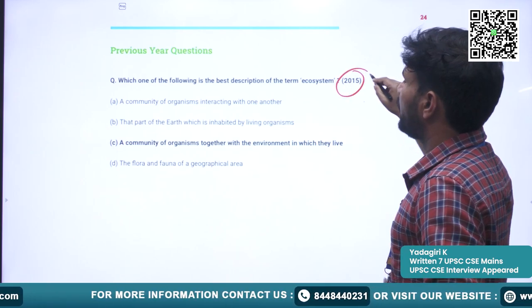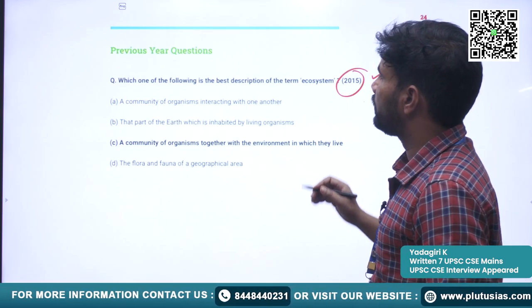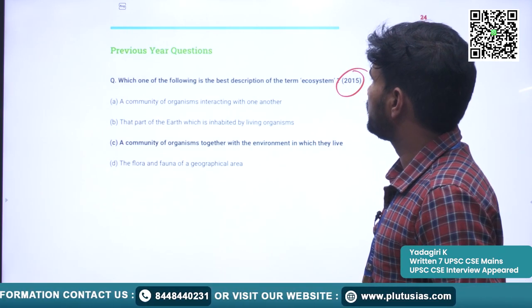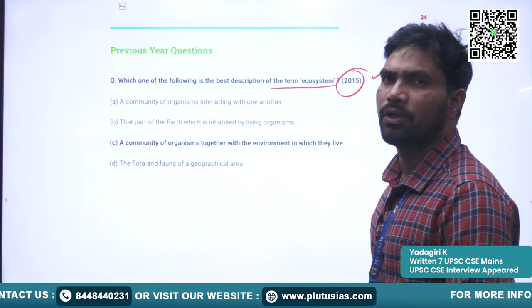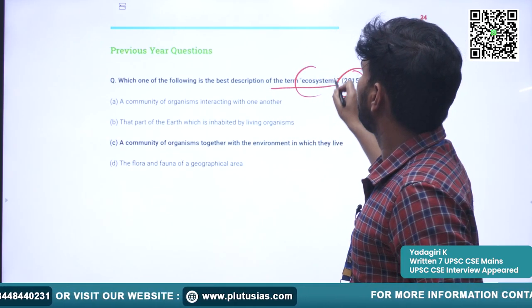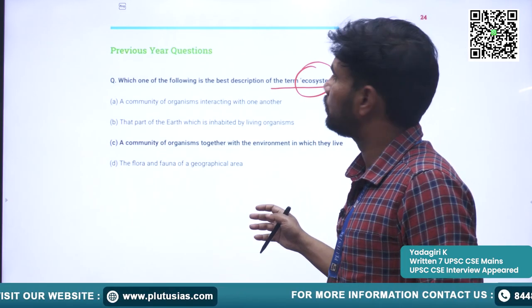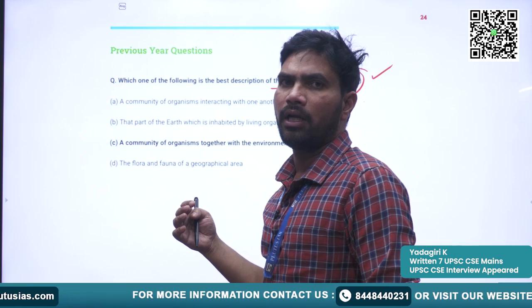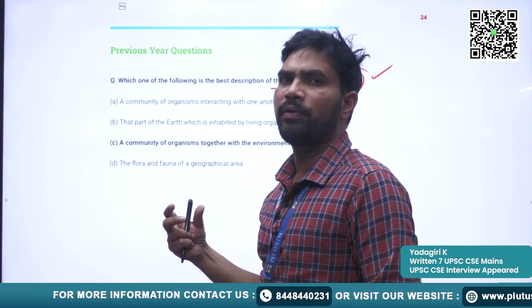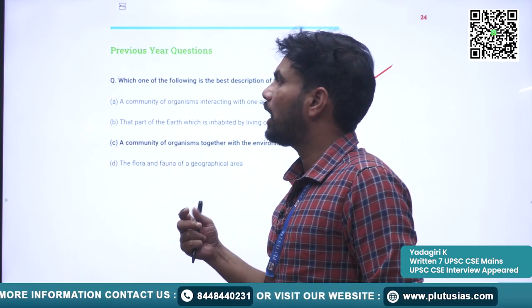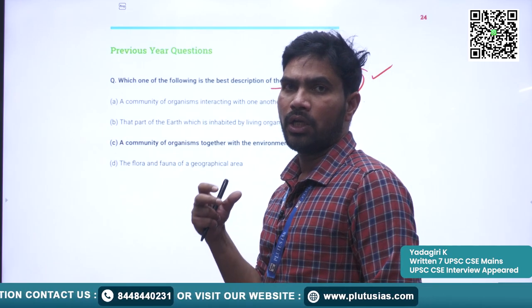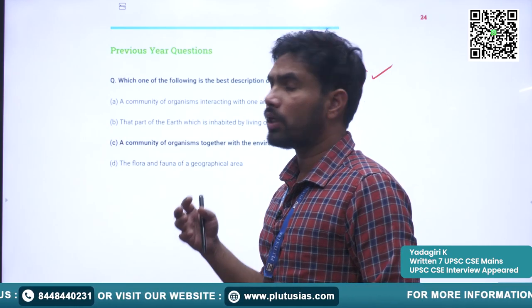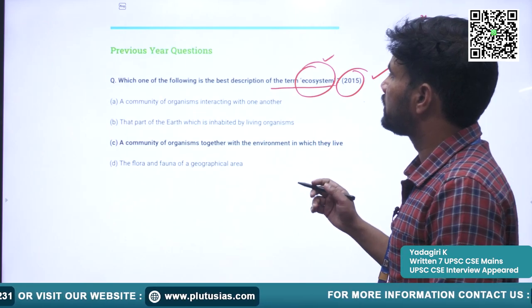The first question was asked in 2015. The question is, which one of the following is the best description of the term ecosystem? See, based on the definition itself, there was a question in 2015. Because of this reason, I'm repeatedly asking you to remember the definitions of the words and have some clarity on the concepts when it comes to environment, right? We will see the options.